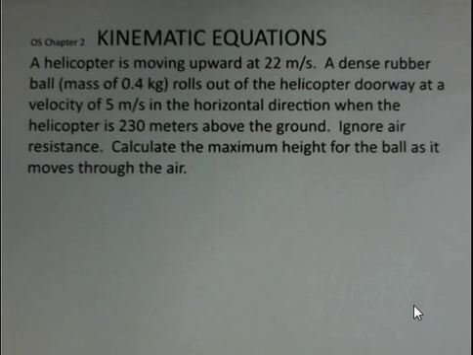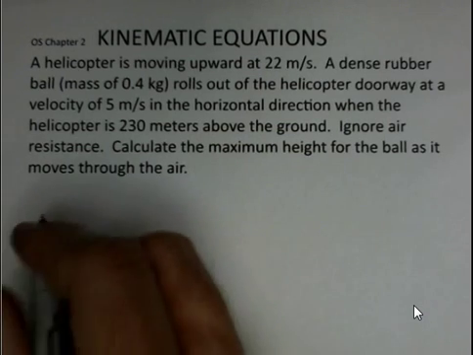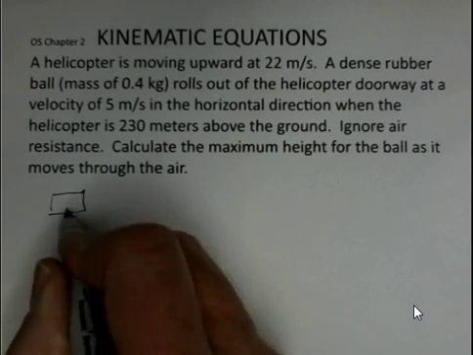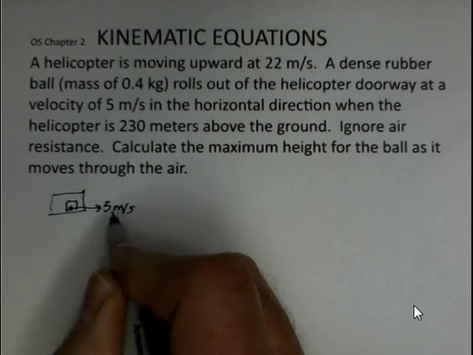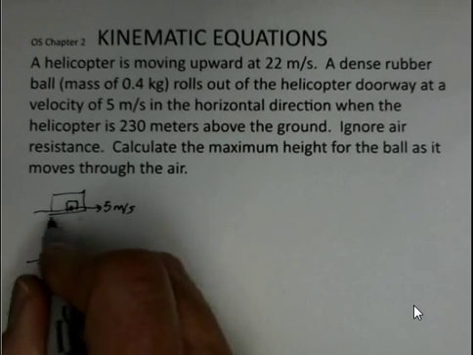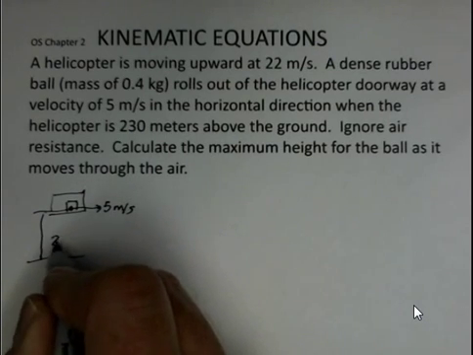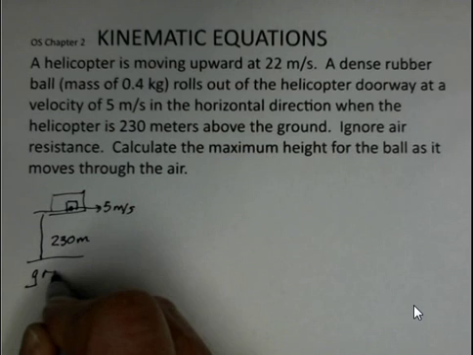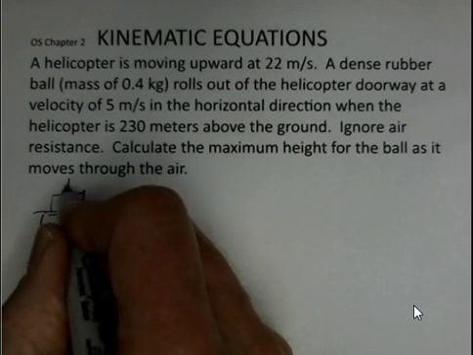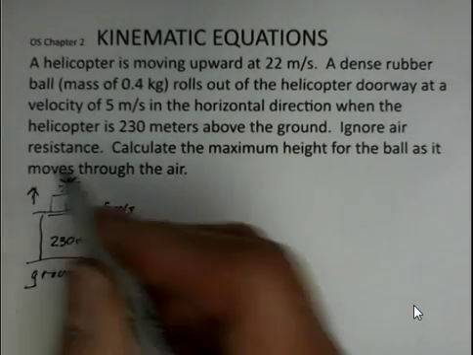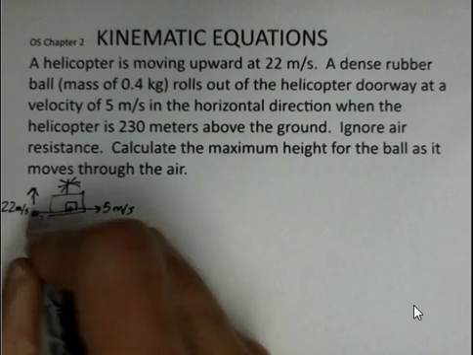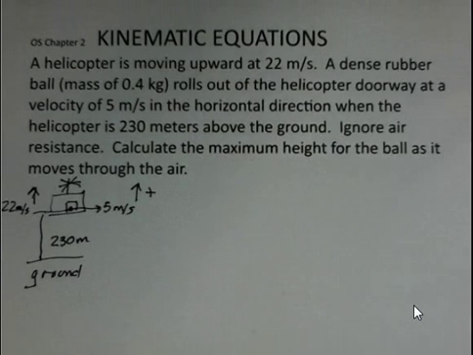I want you to watch me calculate, I want you to calculate what's the maximum height for the ball. So we have this helicopter, and crude drawings are all I can do here, but the ball comes out here at 5 meters per second. The helicopter, and where the ball is, 230 meters above the ground, and the helicopter and ball together are moving upward at 22 meters per second. I'm going to work this problem with positive being the upward direction.